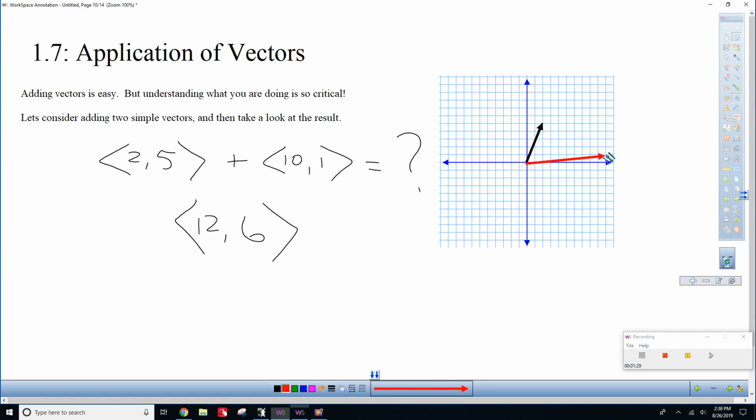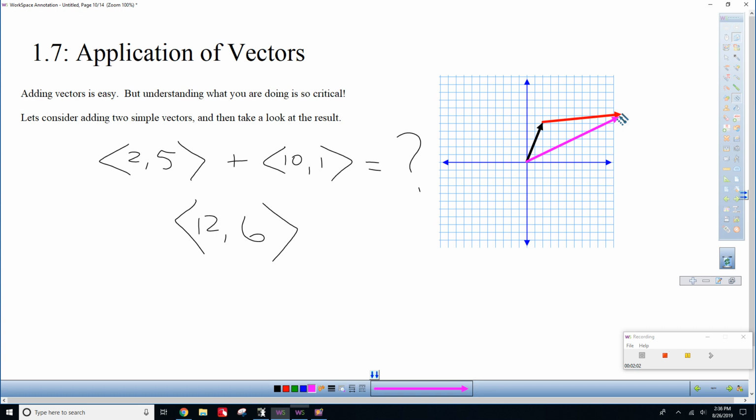Now, what does <2, 5> plus <10, 1> give you? Well, since they have no position, I could take this vector, and that's literally what it means. I could do <2, 5> and then add <10, 1>, and the result I'm going to put in this purple vector. And that's the geometric interpretation of this problem.